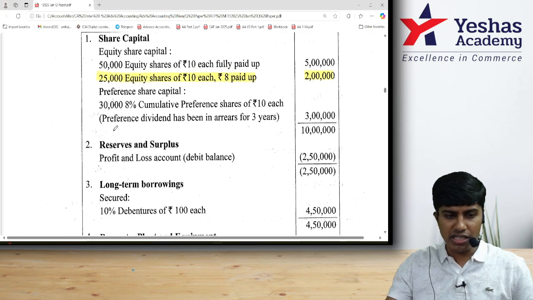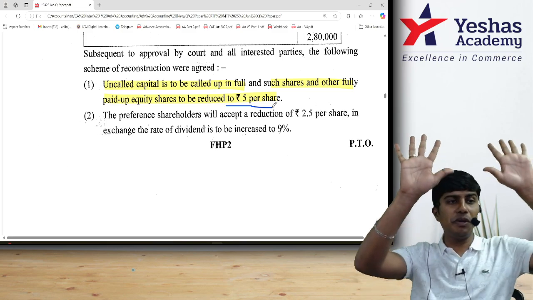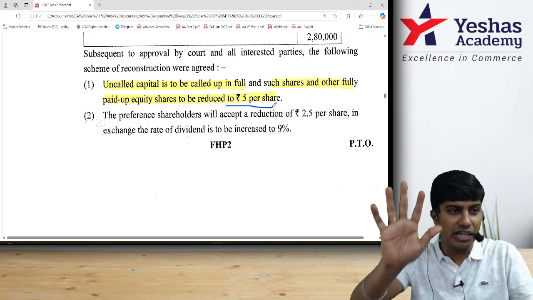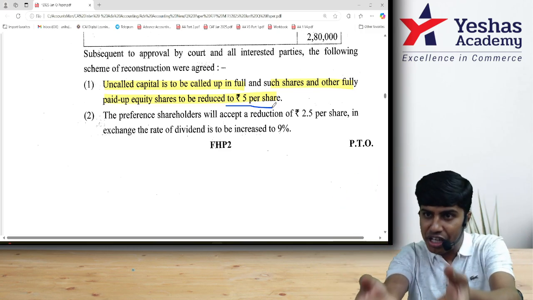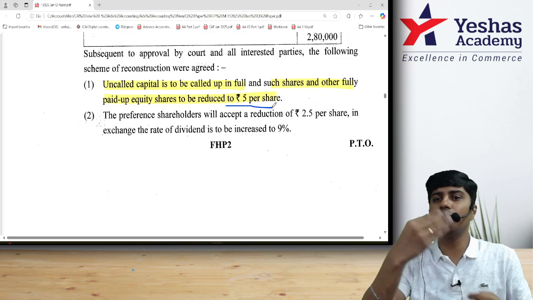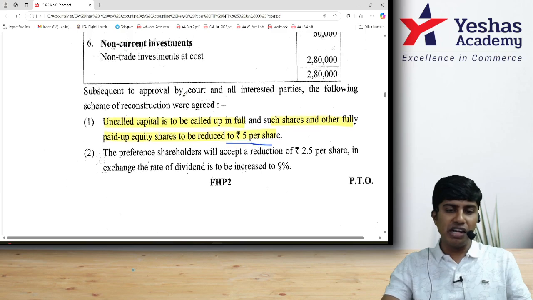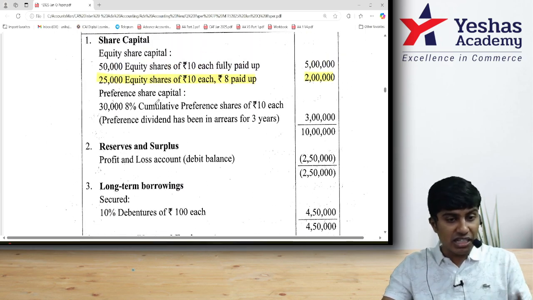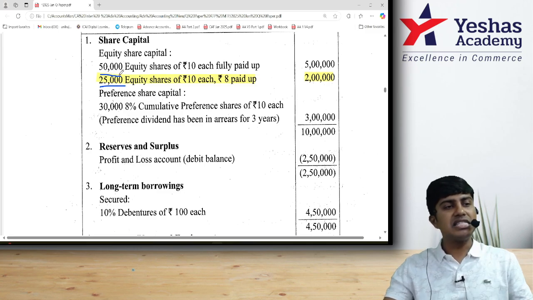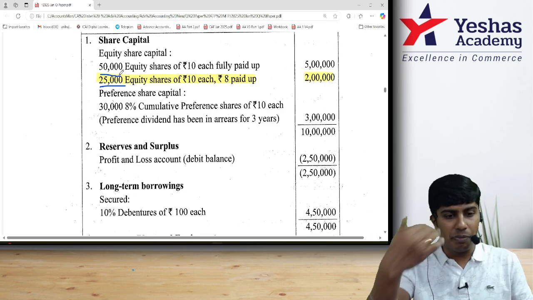These are shares of rupees 10. The question says we should reduce these shares to shares of rupees 5. So the 10 rupee share will be reduced to 5. That 5 reduction will go to capital reduction account. I will take their shares of rupees 10, transfer 5 to capital reduction, and give them shares of rupees 5. Number of shares issued will be the same. How many shares are we going to take? Not just 25,000, but 25,000 plus 50,000, that is 75,000. Now 75,000 shares of rupees 10 will be taken.